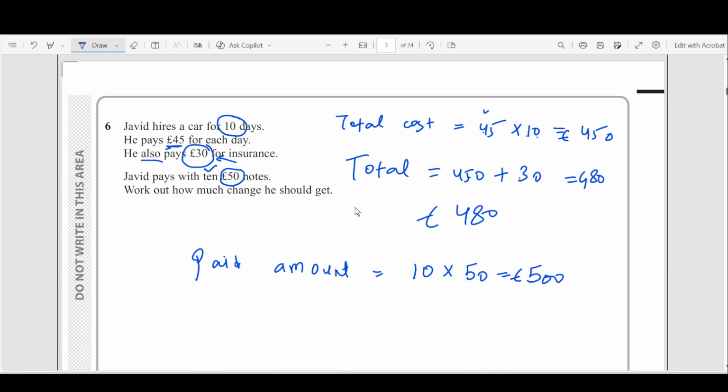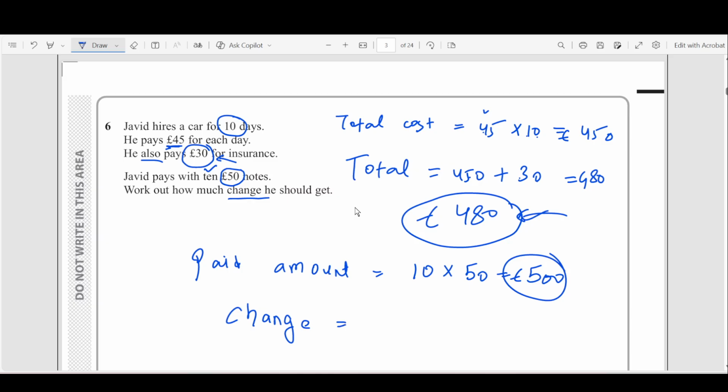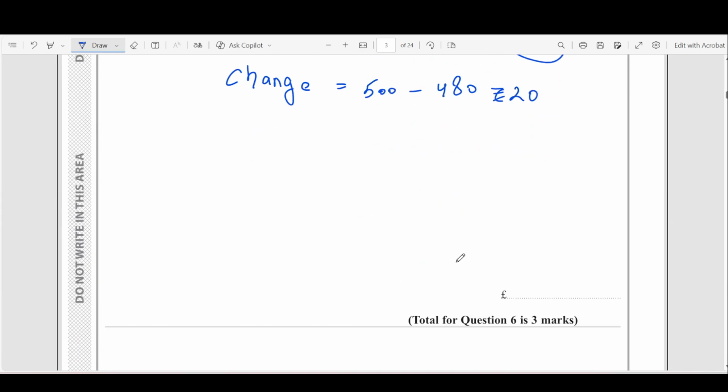Now we need to calculate how much change he should get. So this is the total amount he paid, and this much is the total cost, right? To find the change, I need to do total amount paid minus total cost, right? So 500 minus 480, which would give me, if I subtract, I get 20 euros. And that's my answer, right? Let's go to the next question.